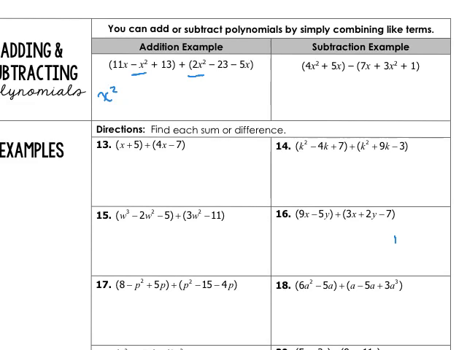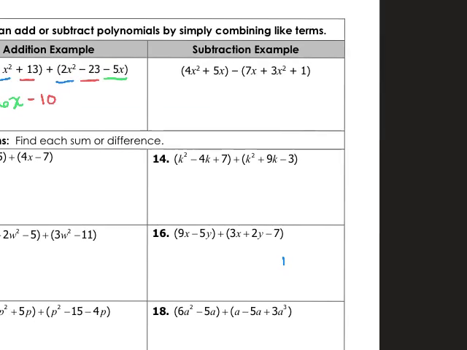Next, I have the term 11x, and I have a negative 5x. These cannot be combined with the x squares. These are linear terms. So 11x minus 5x is plus 6x. Last but never least, our little constants. I have a plus 13 and a negative 23. Therefore, I'm in debt 10. Hopefully that helps. Let's take a look at the subtraction example.